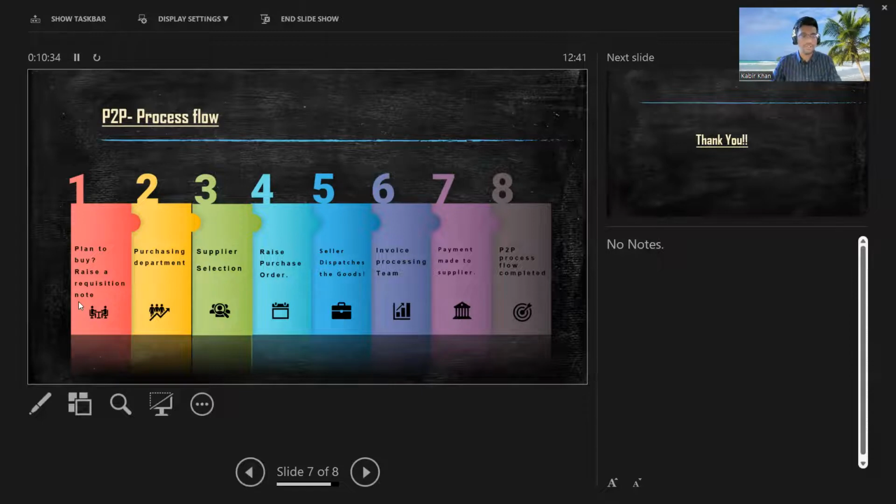So once the requisition is shared with the purchasing department, the purchasing department will do the analysis, like what quantity I need, by what date I need, and what prices I need. So based on my requisition details, the purchasing department will do the supplier selection. That is the third step.